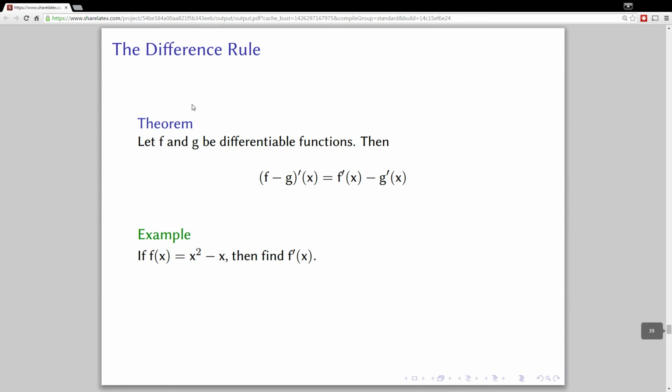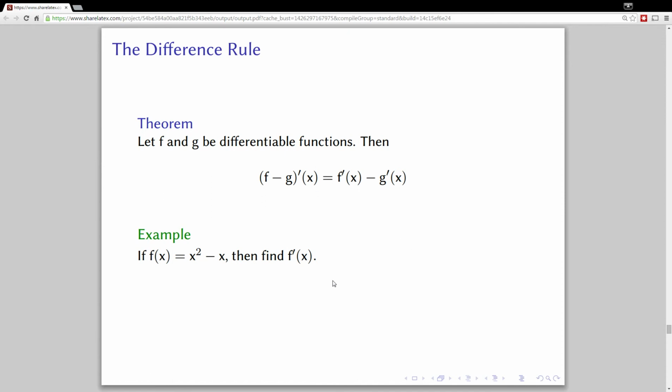So the final rule I want to talk about is the difference rule. If f and g are differentiable functions and I want to take the derivative of the function formed by subtracting f and g, f minus g, all you've got to do is take the derivative of f and subtract off the derivative of g. And so it works, again, really nicely, as nice as you could want there.